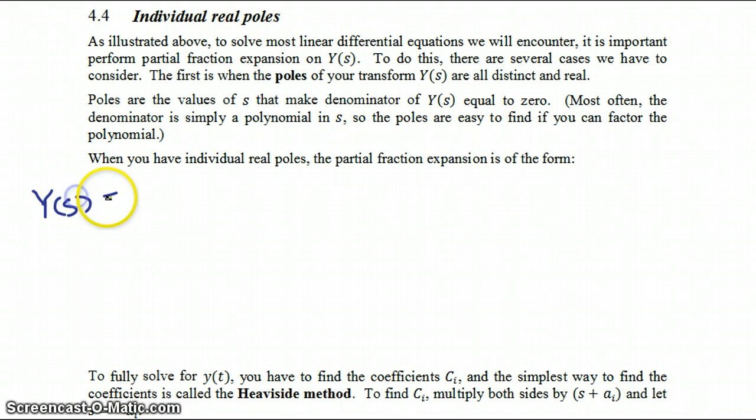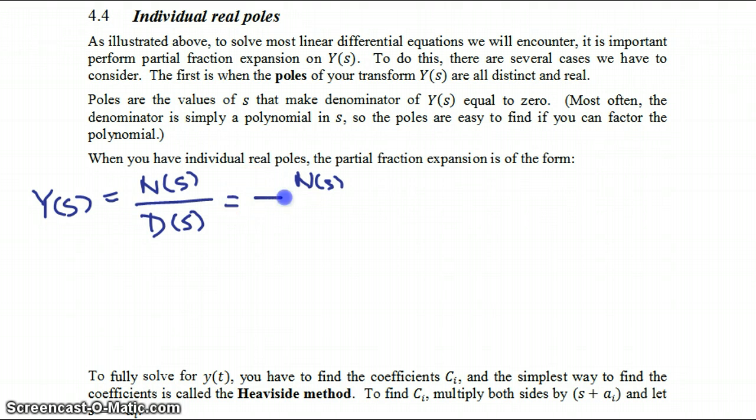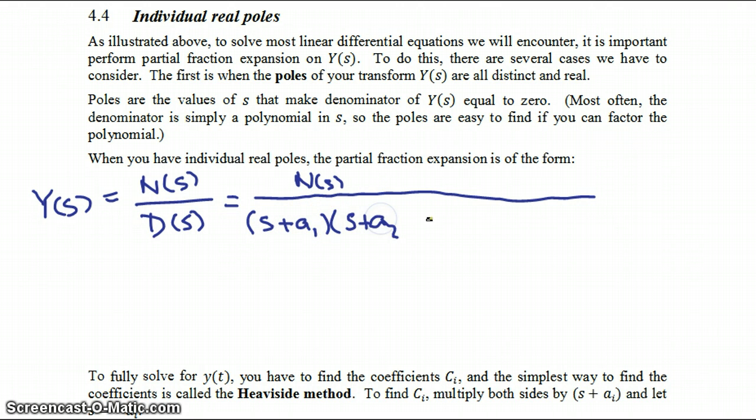Y(s) equals some numerator as a function of s divided by some denominator as a function of s. And if you can factor the polynomial, which you should be able to do with individual real poles, then we have N(s) divided by (s + a1)(s + a2)(s + a3) ... (s + an).